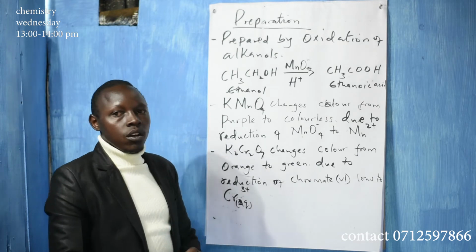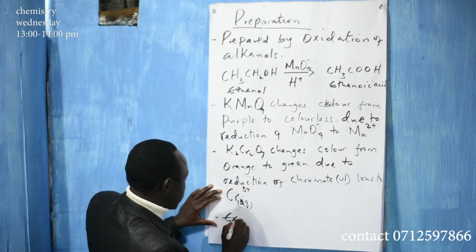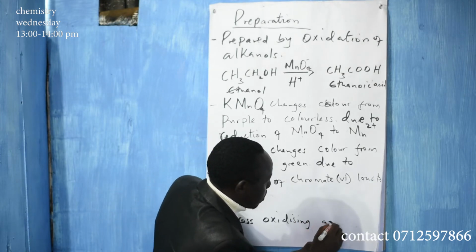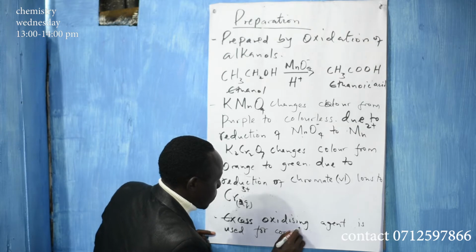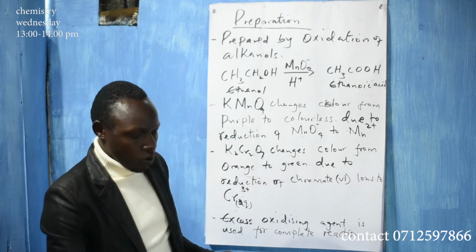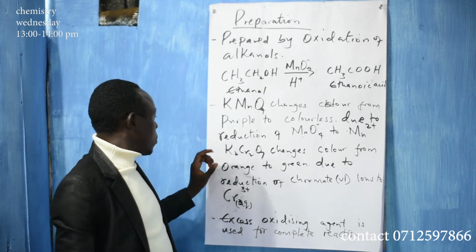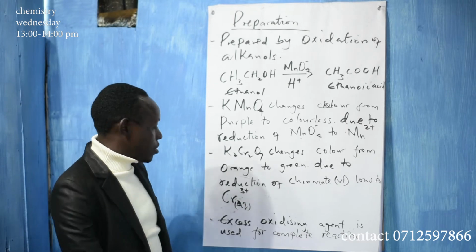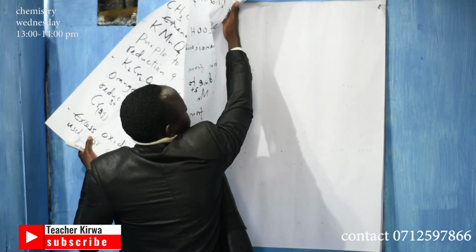Now, in this process also, to ensure complete oxidation of the alkanol, excess oxidizing agent is used for complete reaction or oxidation. So in order for this to go to completion, excess potassium manganate 7 or excess potassium dichromate 6 is used, whichever one was chosen. That covers the preparation of alkanoic acids.